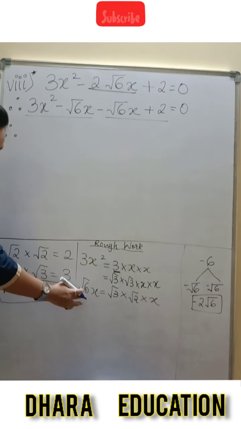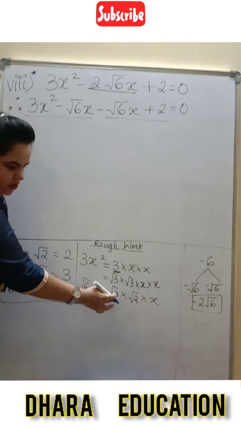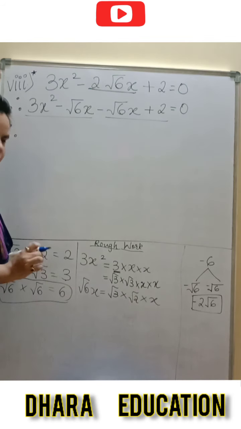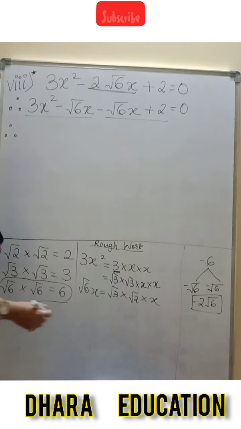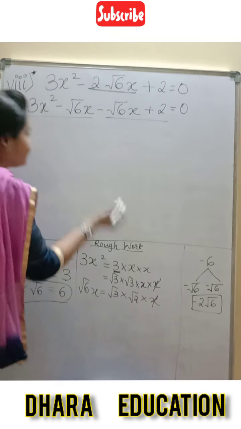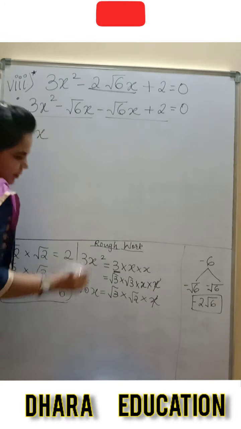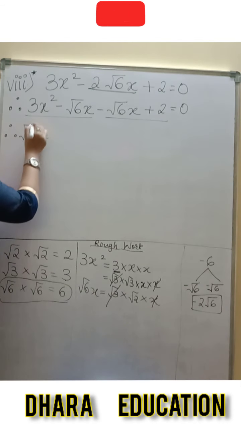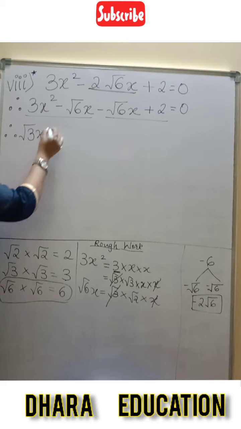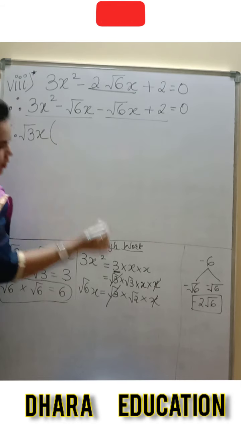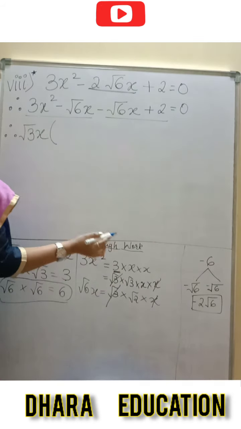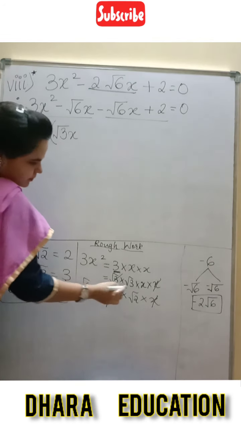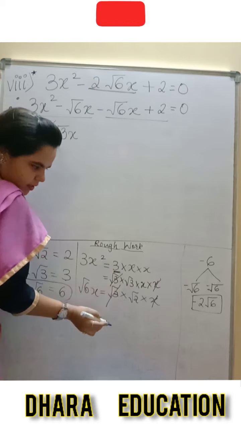Okay. So if we want root 6, it means root 3 multiplied by root 2 multiplied by x. So here we have to take the common thing. So common will be x. We have taken x common. What is the next one is this root 3. So root 3 is common over here. Open the bracket and what is left over here is root 3x. Okay. This is the remaining part.